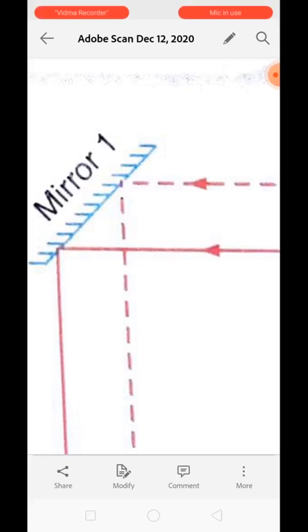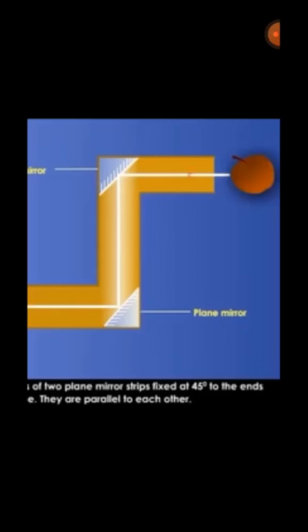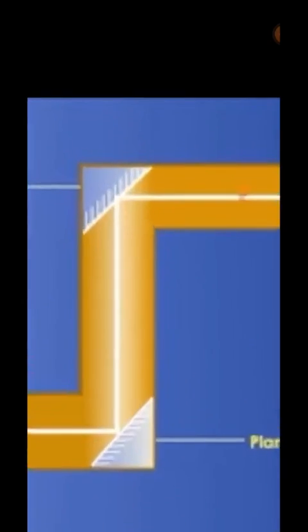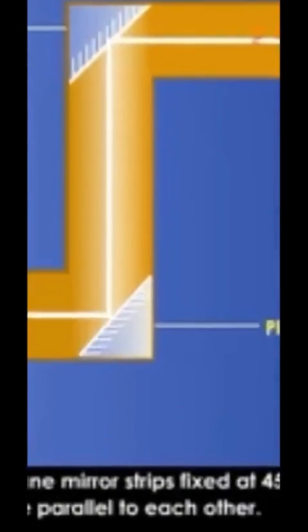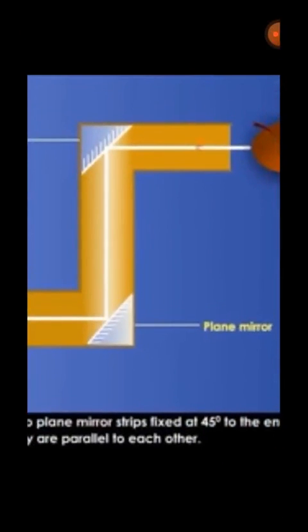So when the light is falling on the mirror, what will happen? It will get reflected back. From this picture, it is clear that two mirrors are kept at 45 degrees over here, and they are parallel to each other.